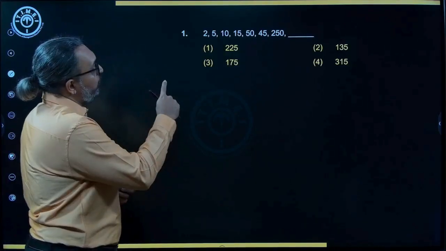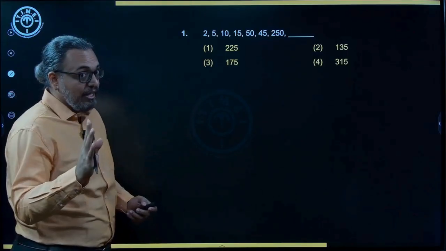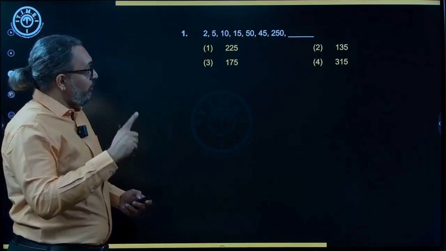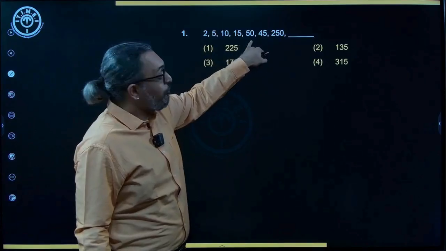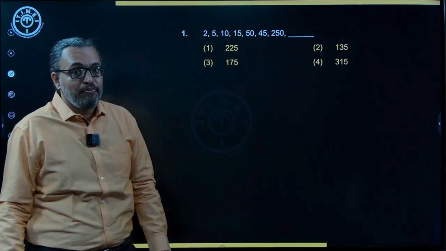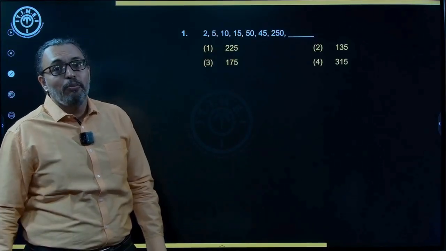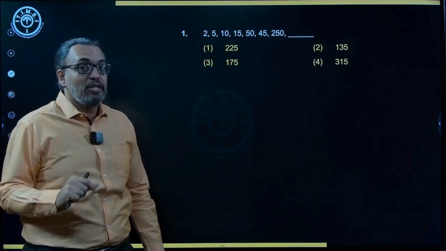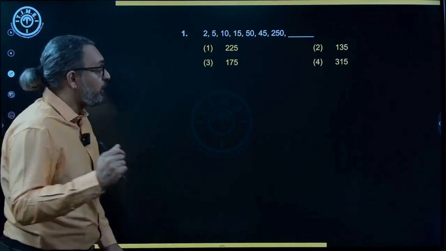So we have 2, 5, 10, 15, 50, 45, 250 like this. Now at one glance, you may start taking differences here, correct? But when you observe carefully, from 2 to 5 to 10 to 15 to 50, it is continuously increasing. But then suddenly it is 45. So all addition and then suddenly one subtraction is not going to make any sense. So that is where you need to understand there could be an alternate logic here. Understanding the point? So we start looking into the alternate series.